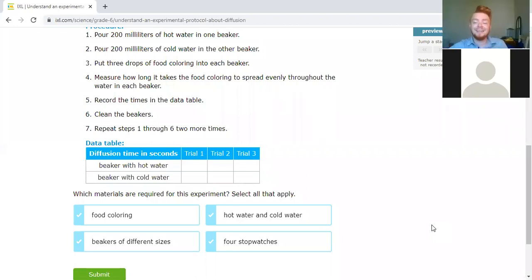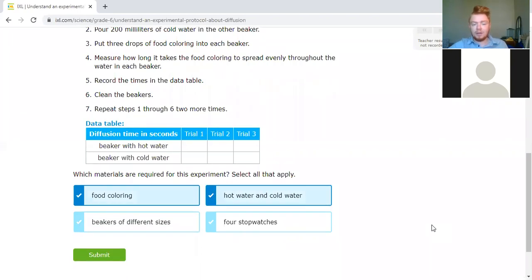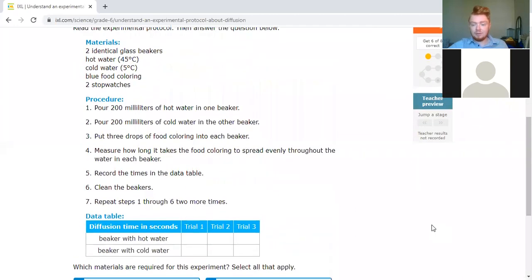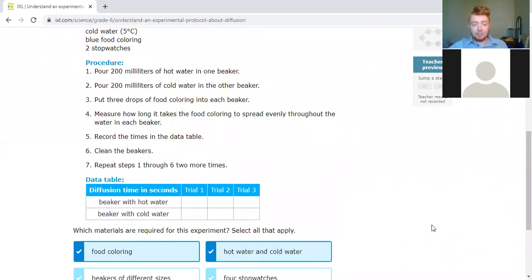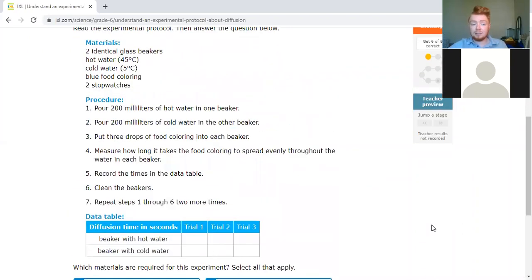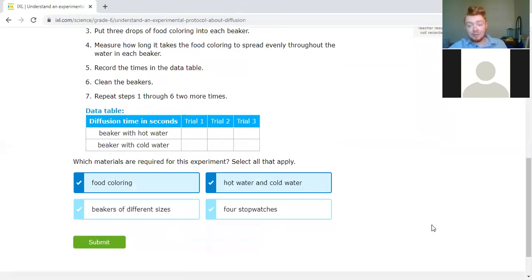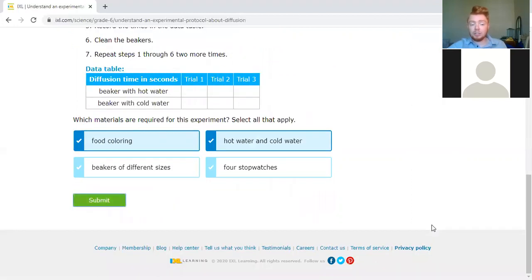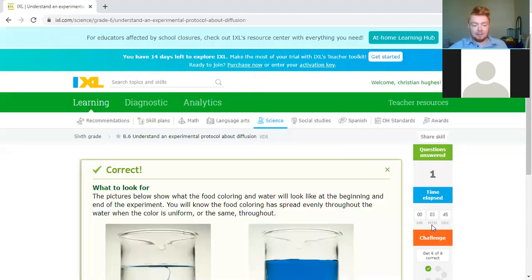Sabrina: food coloring, hot water, and cold water. All right. And we can double check. We do have food coloring. And then we do have hot water and cold water. Beakers of different sizes? If you remember, I said the keyword was identical, which means they're the same, not different. Four stopwatches? Nope, they only wanted 2. So good job, Honest. Awesome.